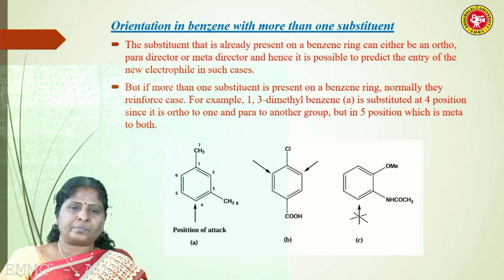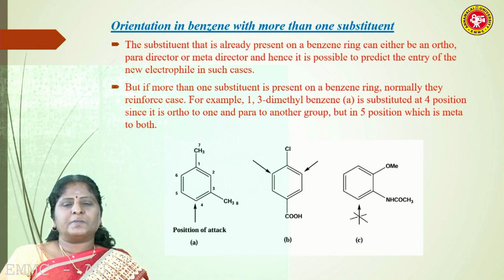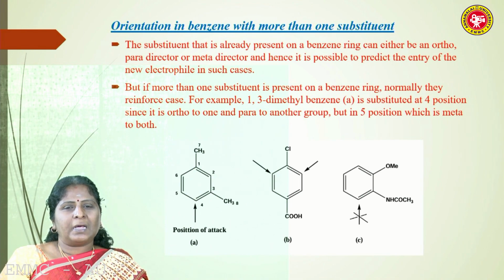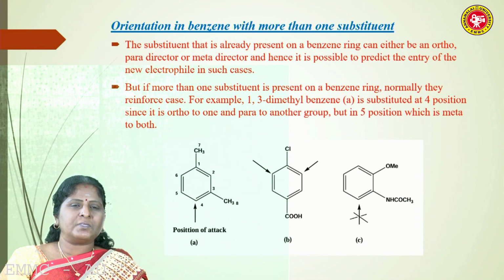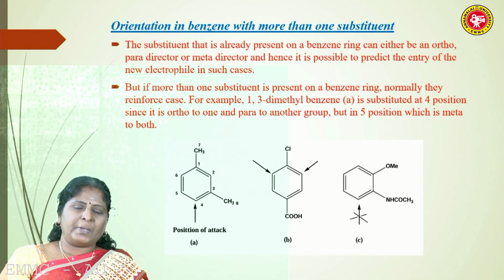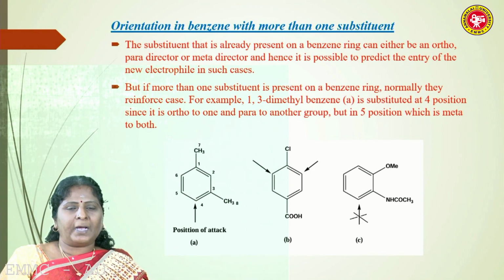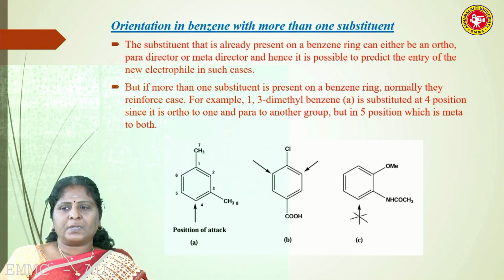But if the groups already present on that benzene system are electron releasing groups, which are activating groups in electrophilic substitution reactions, they will direct the incoming group either towards the ortho position or towards the para position, depending upon the nature of the groups already present. If it is bulky enough, then the para product is very high when compared to the ortho products. But if more than one substituent is present on a benzene ring, normally they reinforce each other.